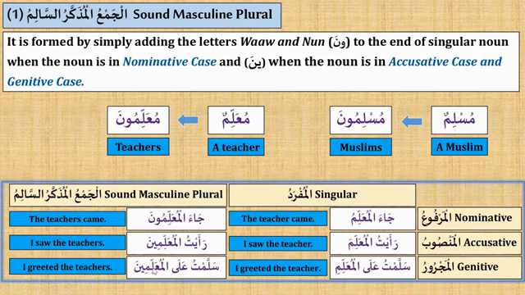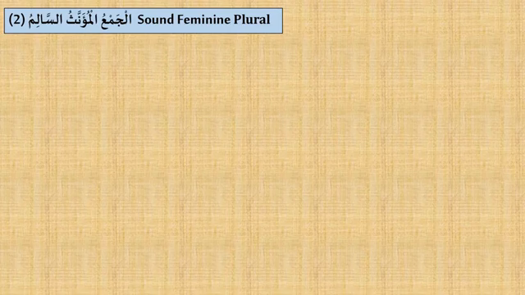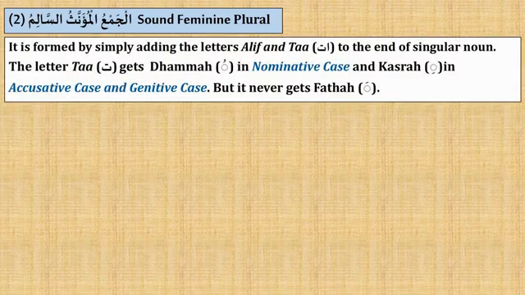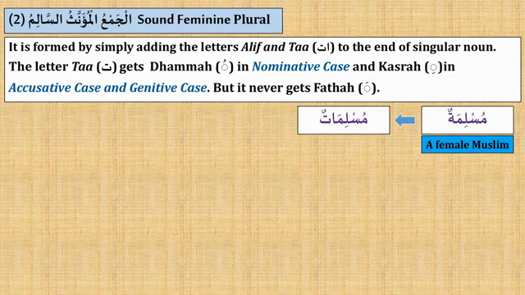المعلمين. The next one is al-jam'u al-muannath as-salim, sound feminine plural. It is formed by simply adding the letters alif and ta to the end of the singular noun. The letter ta gets dhamma in nominative case and kasra in accusative case and genitive case, but it never gets fatha. Example, muslimatun, a female Muslim, and the plural of it is muslimatun, female Muslims.